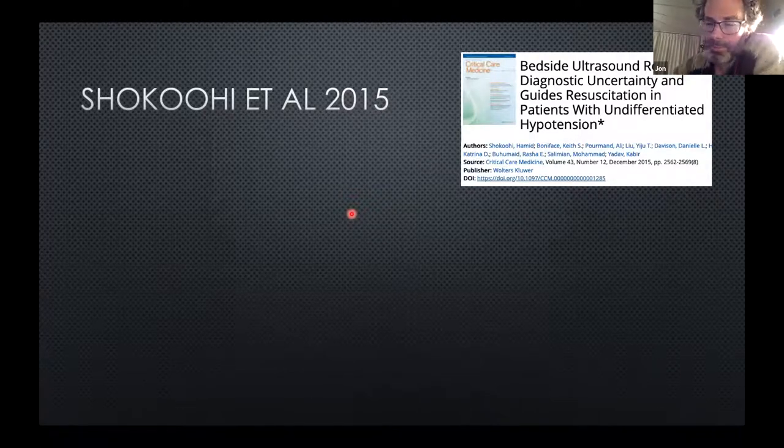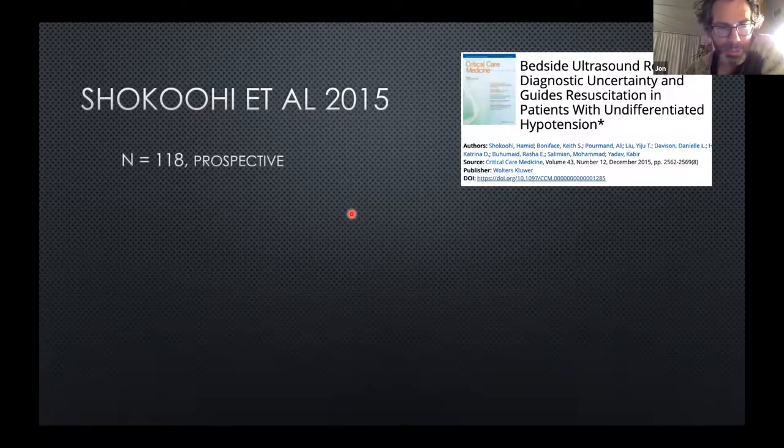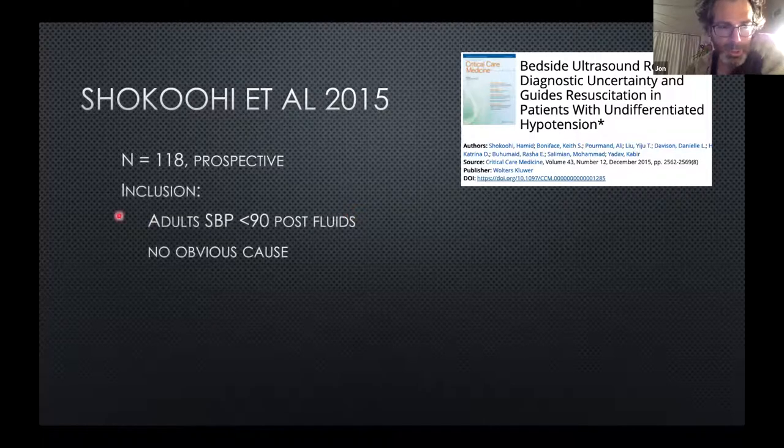Next, I just want to take you through a little bit of the evidence for using point of care ultrasound for undifferentiated shock. The first paper is by a man called Shokui, who I guess was born to write this paper on ultrasound and shock. In 2015, he performed a fairly small prospective study looking at patients with undifferentiated shock, so there was no obvious cause. If they were known to have a AAA or known to be in early pregnancy, they were excluded. It was only undifferentiated shock, which basically all the studies are on that group.